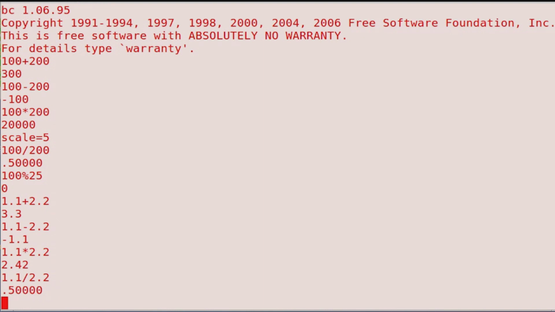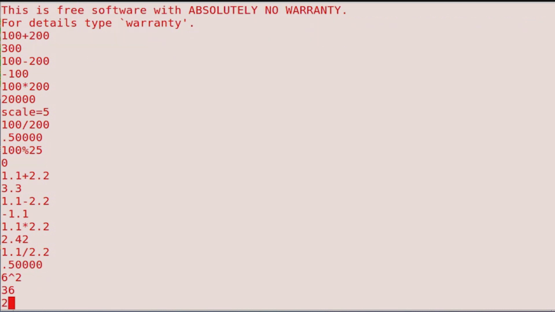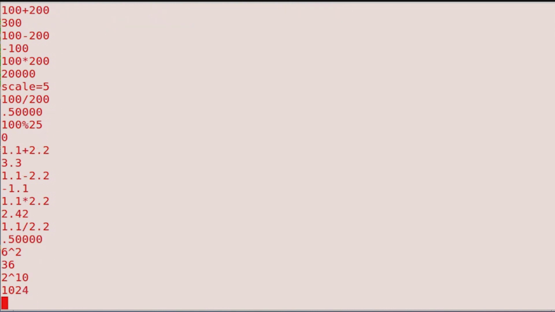Then we have also demonstrated the exponentiation operator, which is available in BC. 6 upper caret 2 has returned 6 power 2, which is 36. 2 upper caret 10 has returned 2 power 10, which is 1024. Assignment can also be used inside the BC utility.